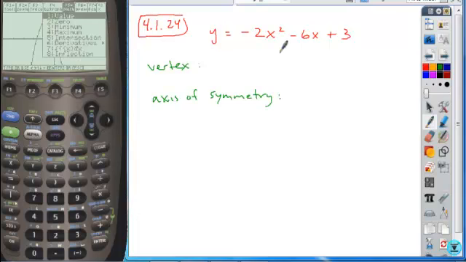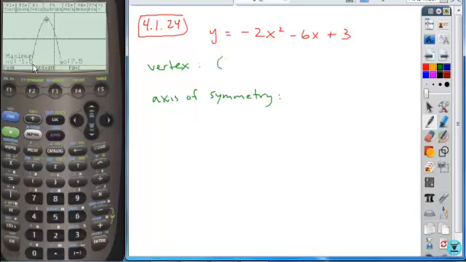Since my graph opens down, my vertex is going to be a maximum point, so I'm going to choose maximum. And then I just need to move my cursor to the left of that maximum point. So here it's to the left, hit enter. My upper bound has to be to the right of that maximum point. So again, move my cursor somewhere to the right and hit enter. And now it's going to give me my coordinates for the vertex.